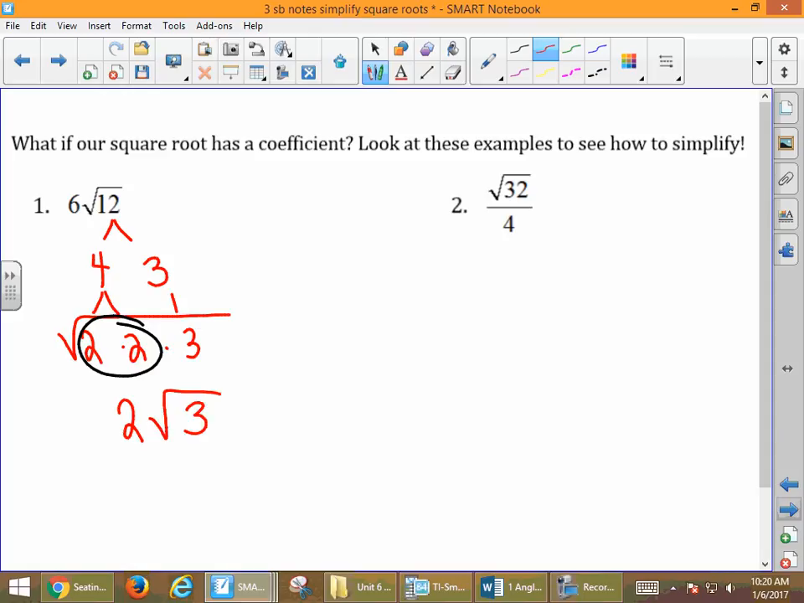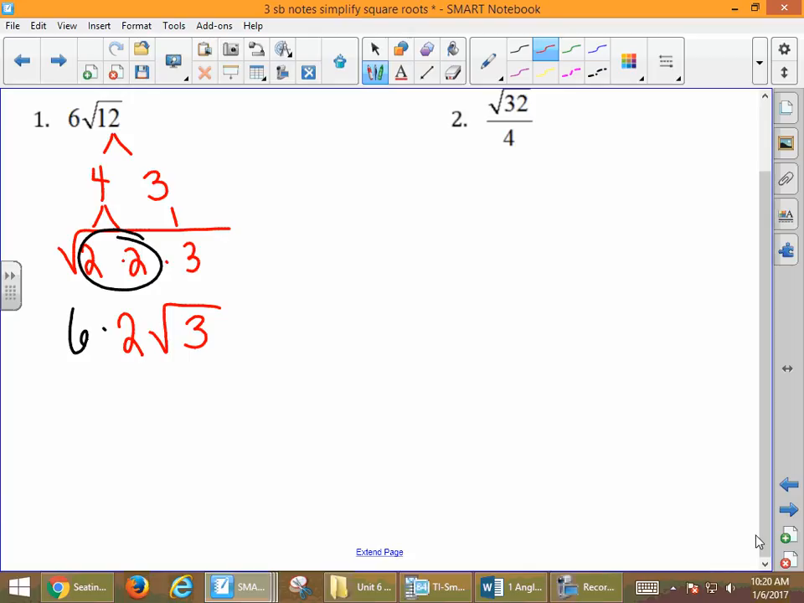But don't forget, there was a 6 out in front of the radical beforehand. So there's a 6 out there now. This means 6 times the square root of 12. So this is going to be 6 times 2, which is 12 radical 3.